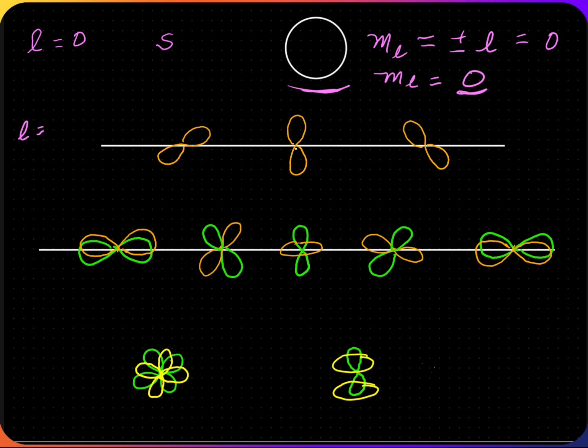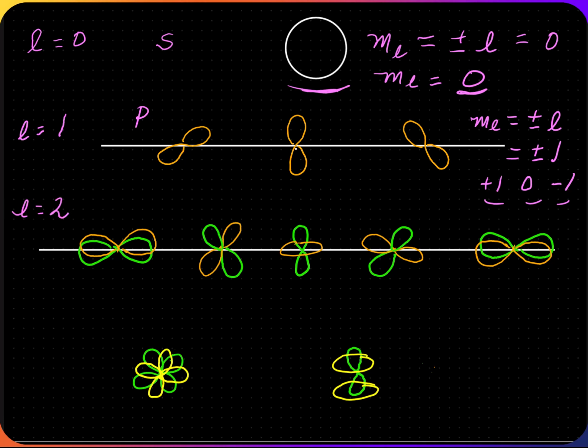When L is equal to 1, we said the orbital shape is a P. In the previous slide, we said it was a dumbbell shape. So when we calculate ML, this is going to equal plus or minus L. Since L equals 1, this is going to equal plus or minus 1. So my possible values are plus 1, and since it's a range, 0 and minus 1. So if you notice, there are 3 orientations in space, and that makes sense, because it's a dumbbell, it could lie in the Y, X, and Z plane.